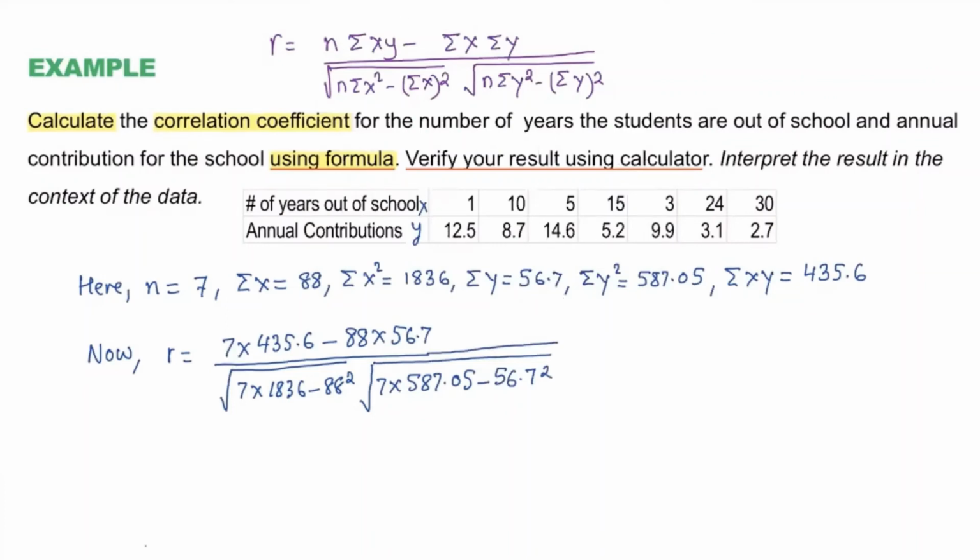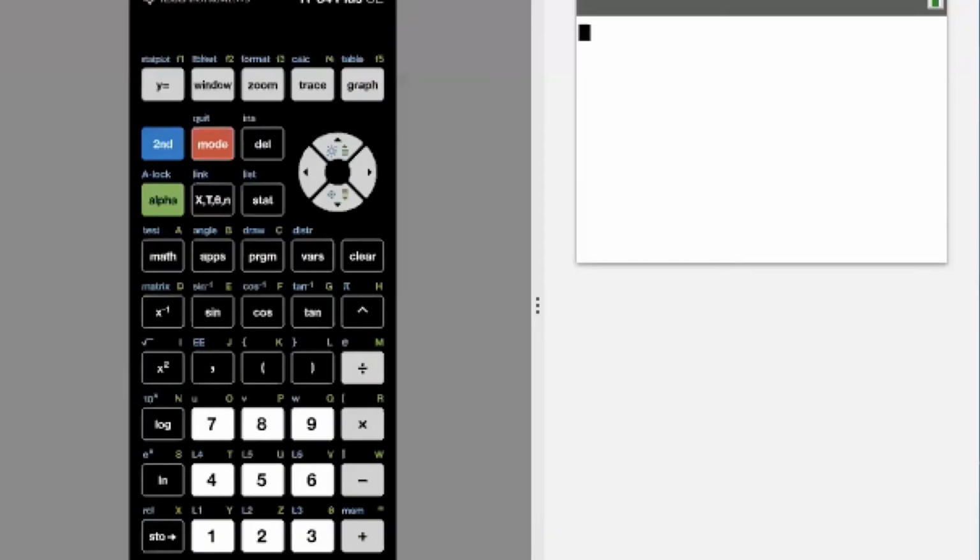Do you have any problem on how I substituted the values? I need your answer, yes or no? No, sir. Okay, so what we are going to do is type this together in our calculator, and then we are going to find the value of R. So I'm going to stop sharing this screen and share the TI-84 calculator. Can you see my calculator? Yes, sir.